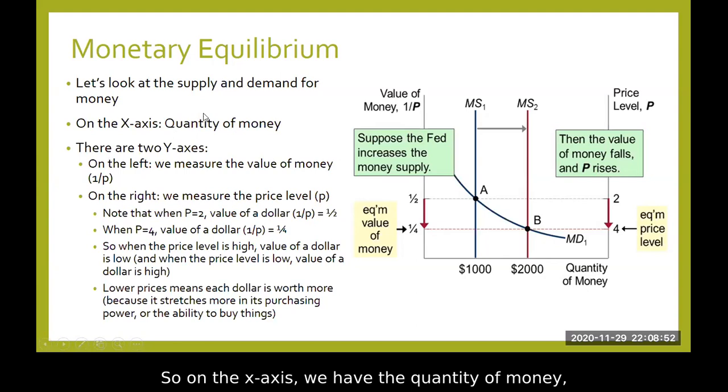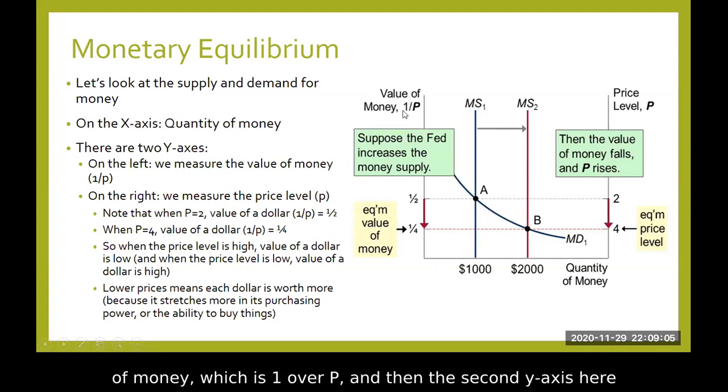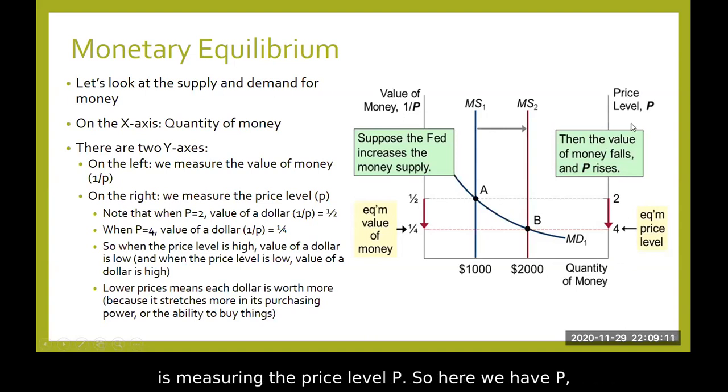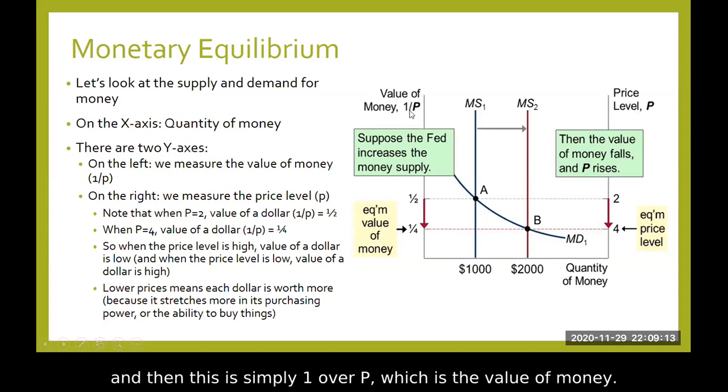Okay, so on the x-axis, we have the quantity of money. And notice here we have two y-axes. On one side, we have the value of money, which is 1 over P. And then the second y-axis is measuring the price level P. So here we have P, and then this is simply 1 over P, which is the value of money.